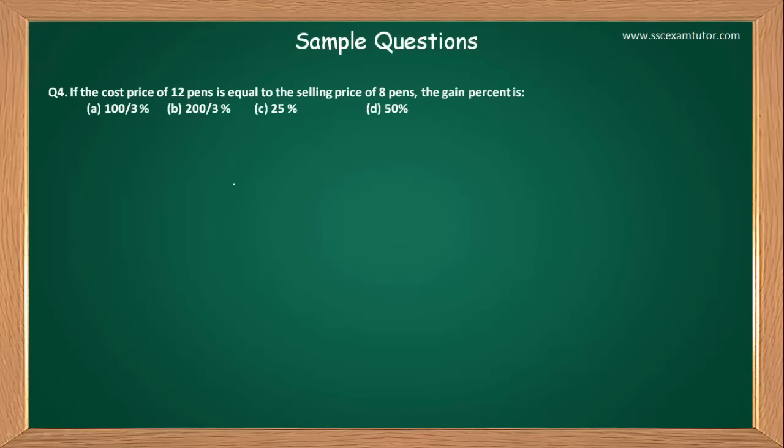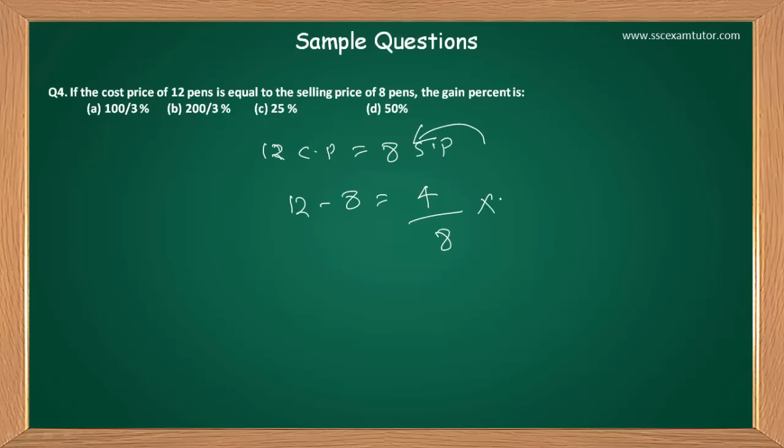Now see another question. It said 12 CP is equal to 8 SP. So subtract this and you will get 4, and use this SP as your base. So on solving you will get 50% as your answer.